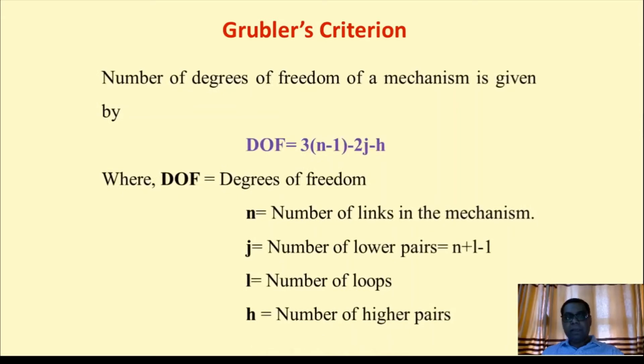So obviously Grubler's criteria comes along with that. According to Grubler's criteria, the degree of freedom of a system is equal to 3(n minus 1) minus 2j minus h, where n is the number of links in the mechanism, j is the number of lower pairs, l is the number of loops, and h is the number of higher pairs. If j is not available directly, then indirectly it can be found by n plus l minus 1.